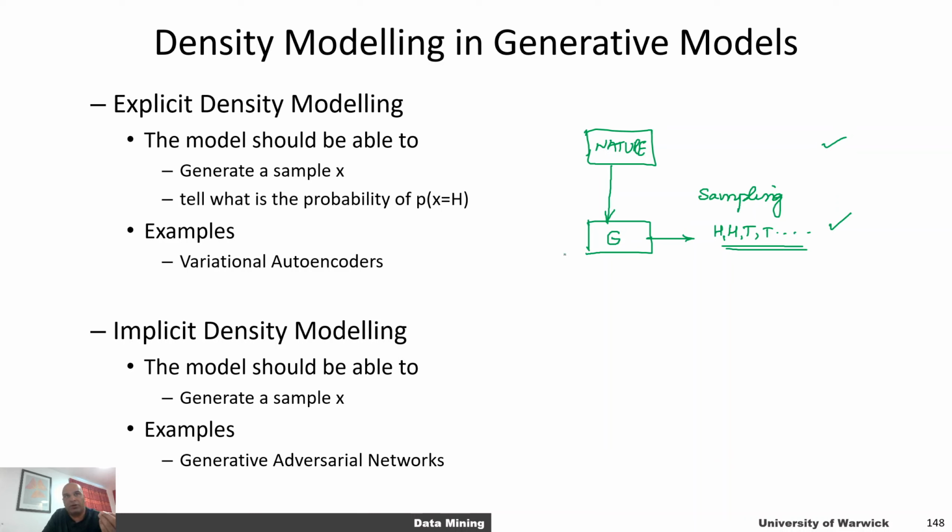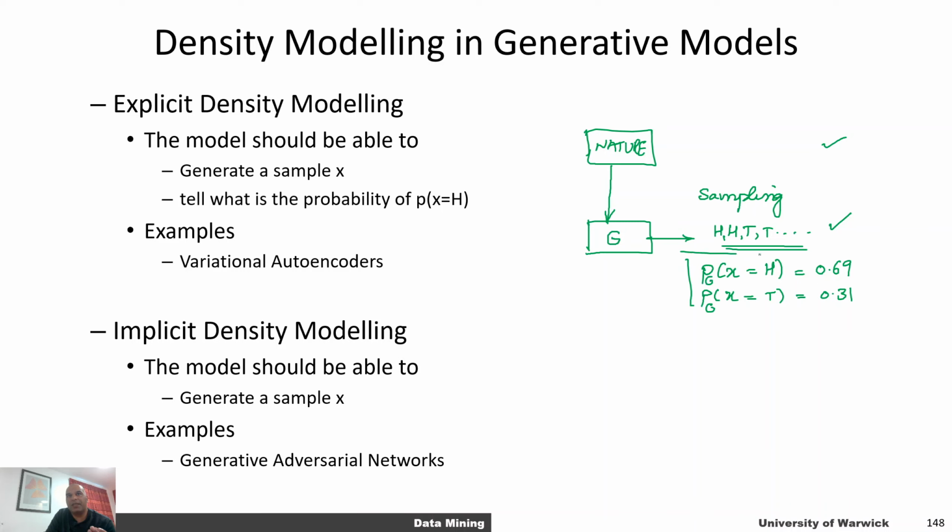If a generative machine learning model that we train can generate these samples, that's the first requirement for it to be generative. If it can also tell me explicitly the probability of observing a particular sample, for example p of x equal to head, is it 0.69? And let's say the probability of generating tails is 0.31. Okay, so this is p_g.